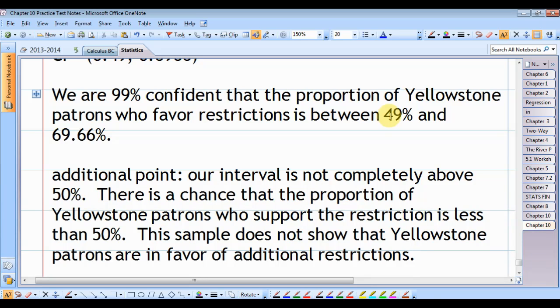So, if the percentage they're asking for is within the bounds, you say that there is a possibility, and if it's not, you say it is unlikely. Because it's just confidence. They're all technically possible. We don't know what the actual parameter is.